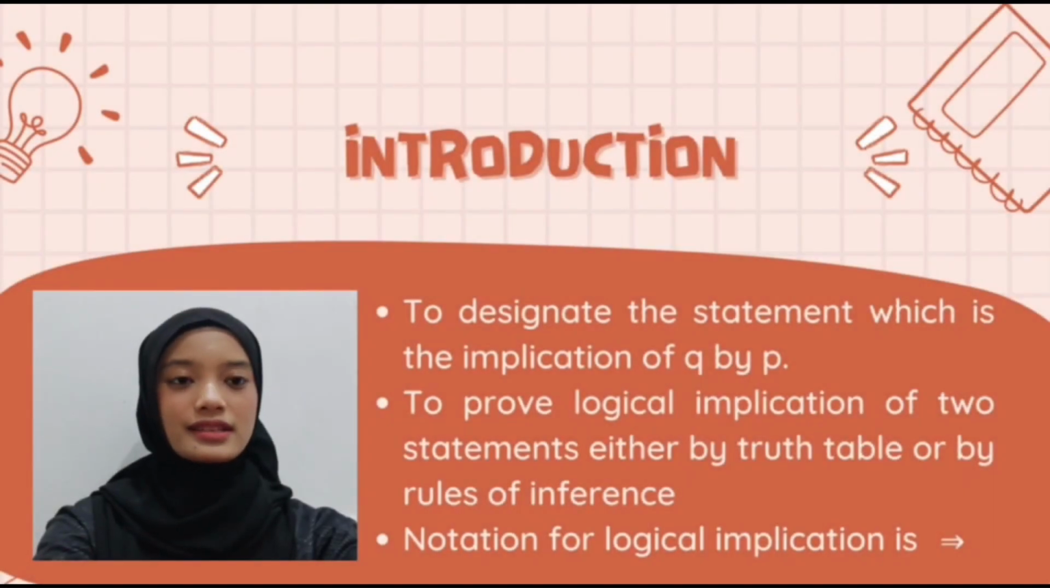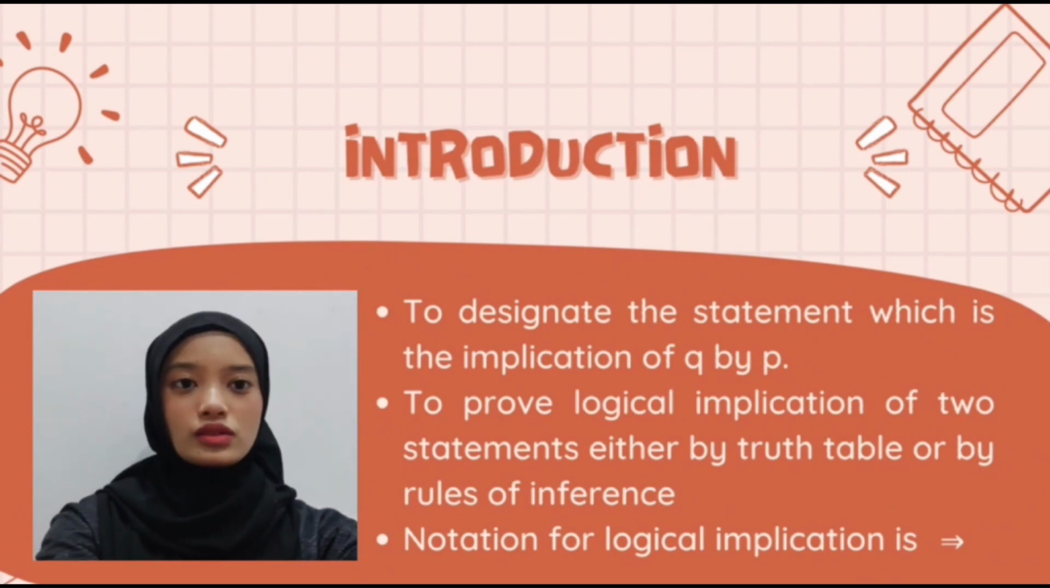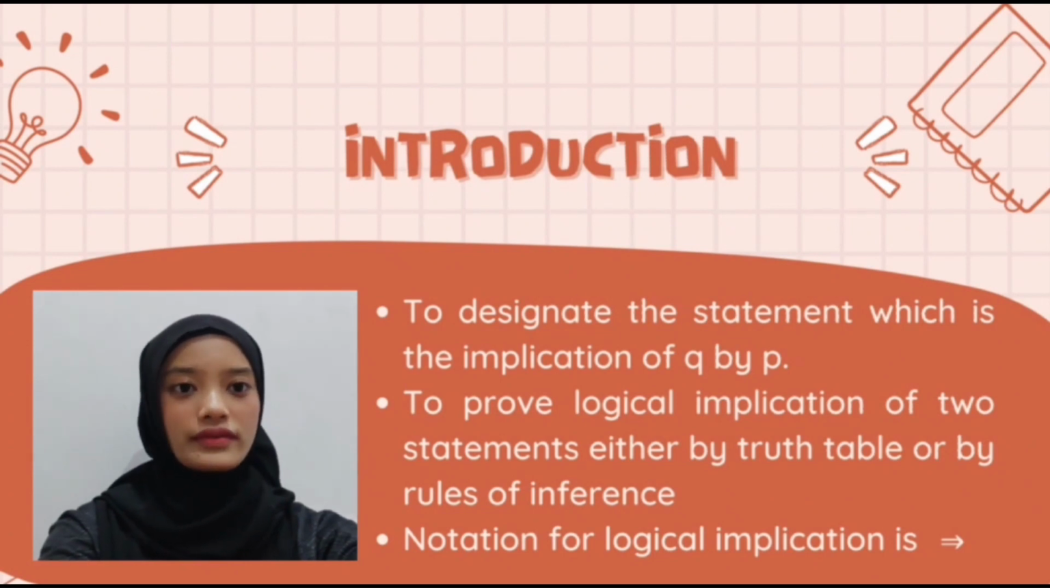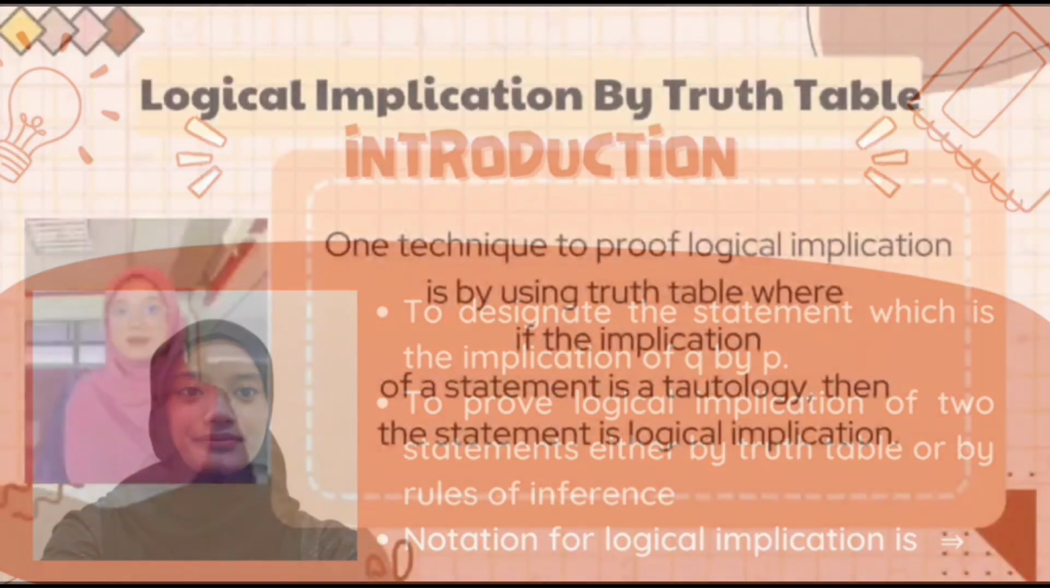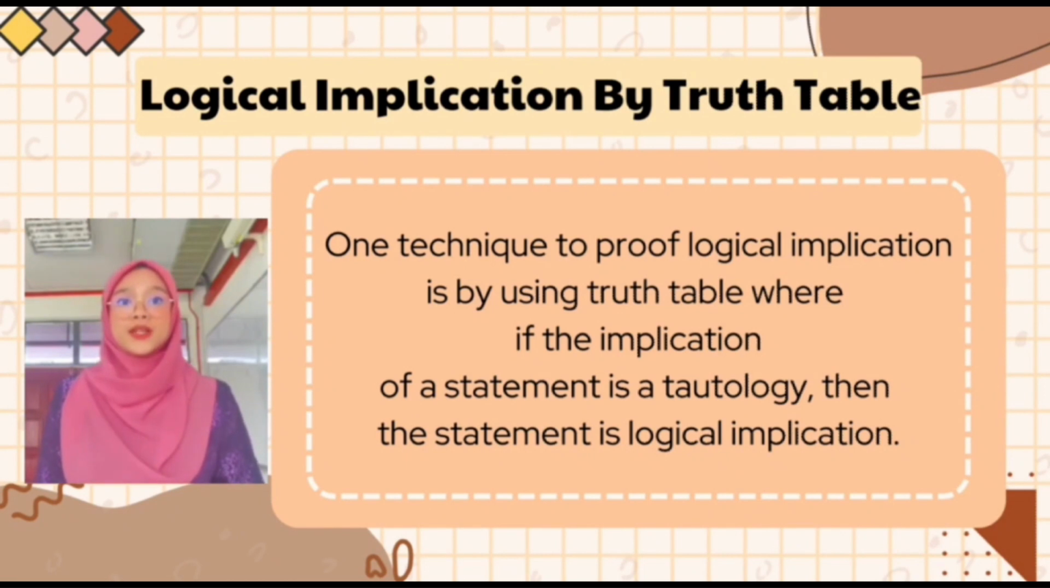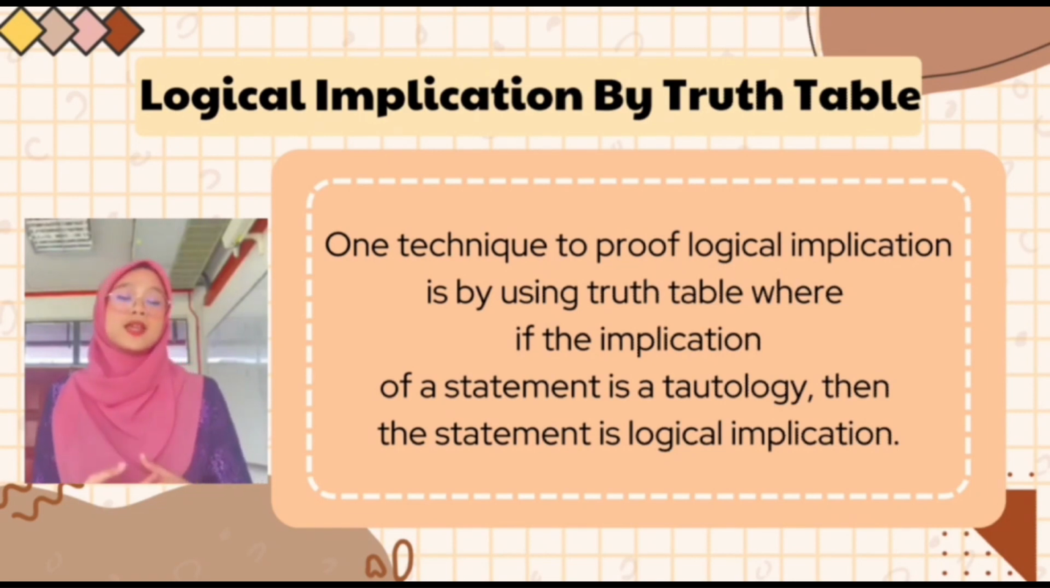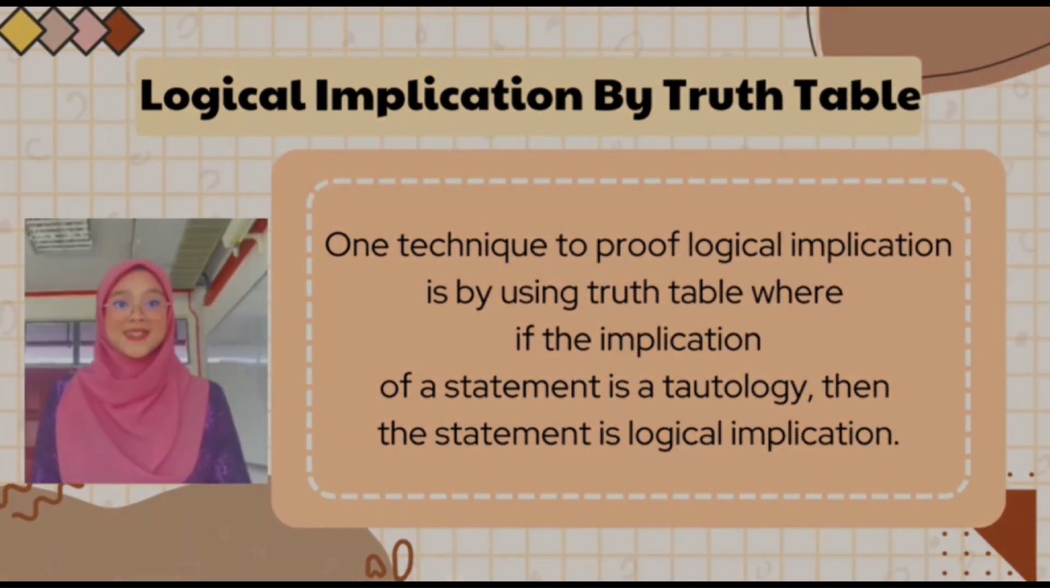Logical implication designates the statement which is the implication of Q by P. It is also used to prove the logical implication of two statements, either by using a truth table or rules of inference. The notation for logical implication is this symbol. Now I will explain logical implication by truth table. It is a technique to prove by using a truth table: if the implication of a statement is a tautology, then this statement is a logical implication.